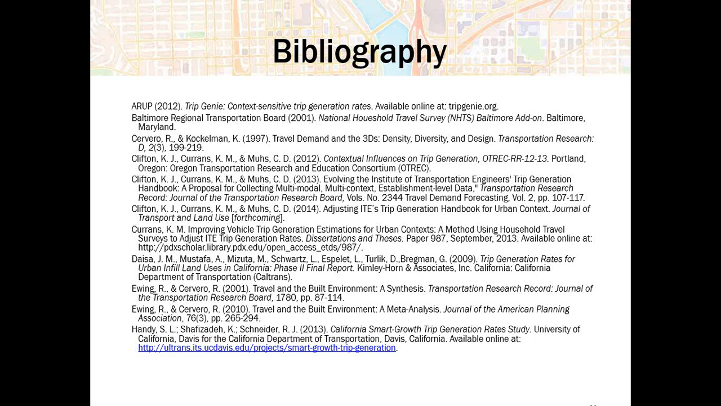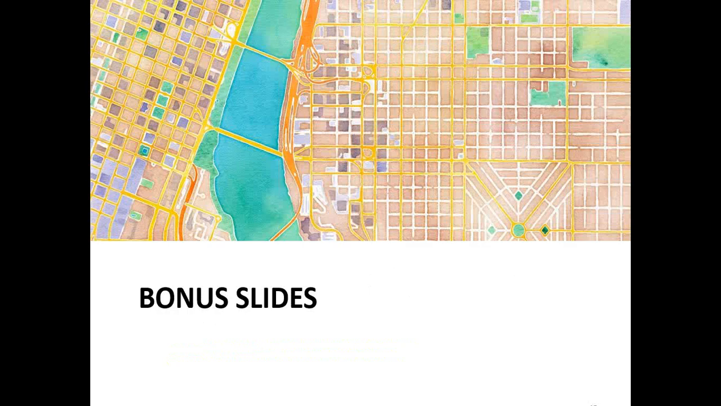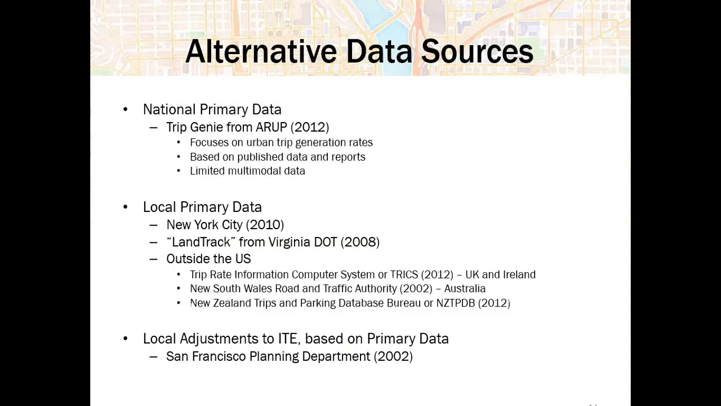Okay. Another question, do any cities have their own database systems for collecting trip generation data for development applications? That is a wonderful question, and I have a bonus slide for that. Here are some alternative data sources. These are fairly limited, but in this second category, the second and third, New York, Virginia, and San Francisco are all U.S. cities that have started collecting their own data.